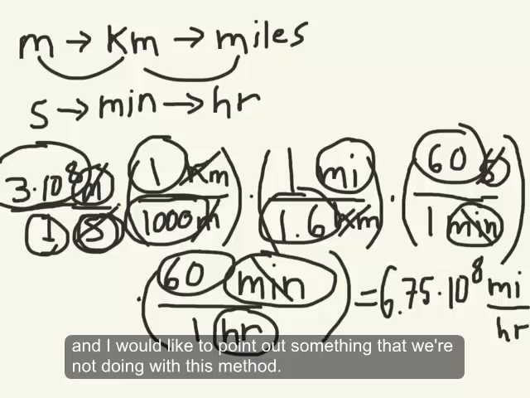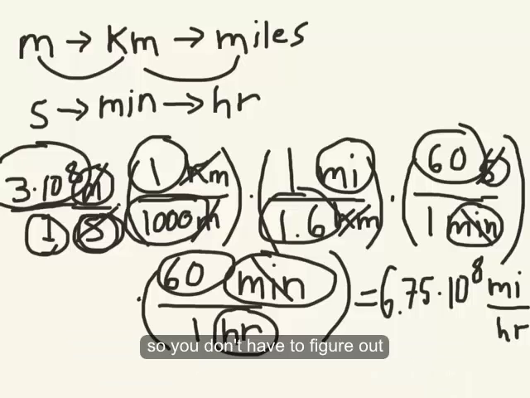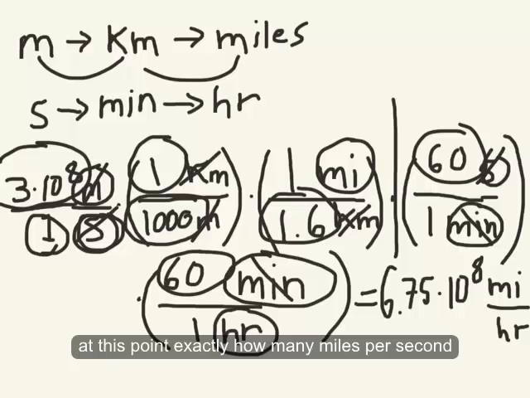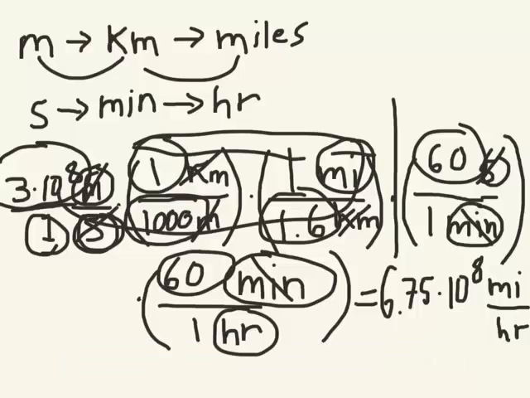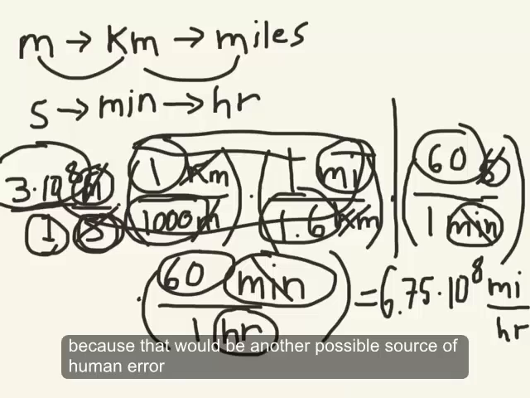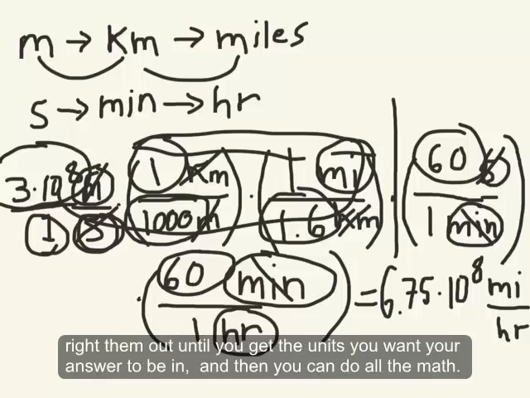And I'd like to point out something that we're not doing with this method. Something we don't have to do is use the calculator until we're absolutely ready to get our final answer. So you don't have to figure out, at this point, exactly how many miles per second light is going at. You don't have to plug this part into your calculator, because that would just be another possible source of error. You can just do all the conversion steps, write them out until you get the units that you want your answer to be in, and then you can do all the math.